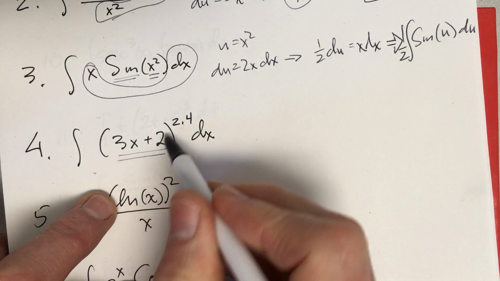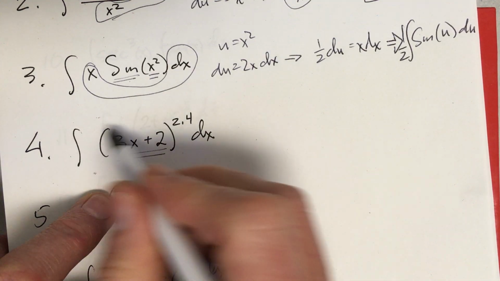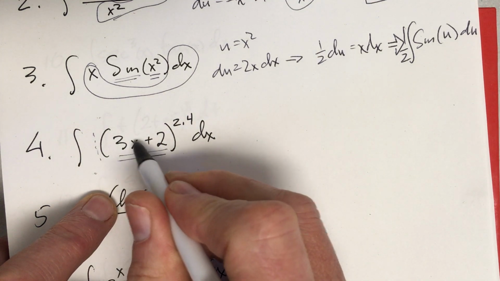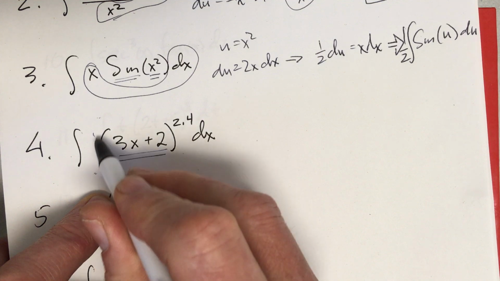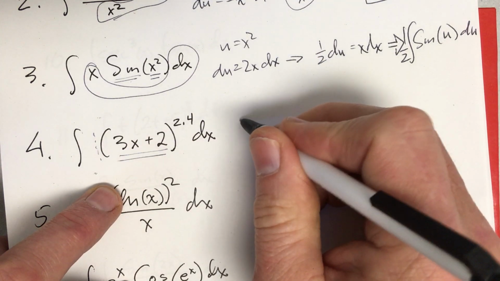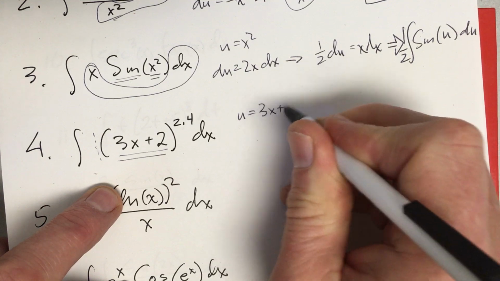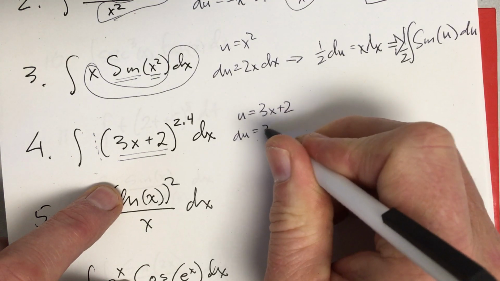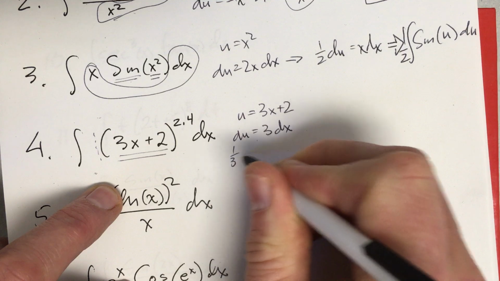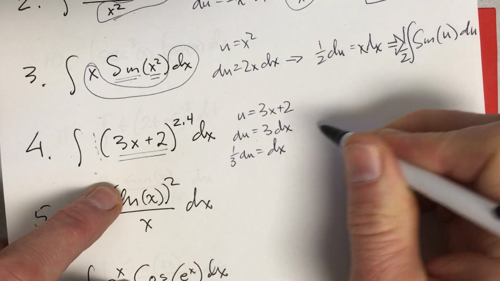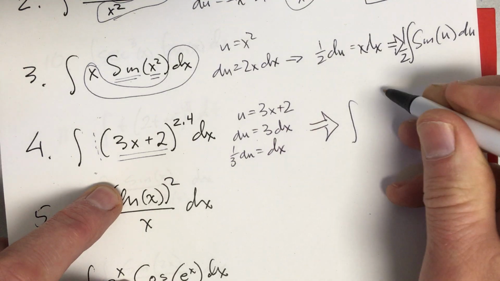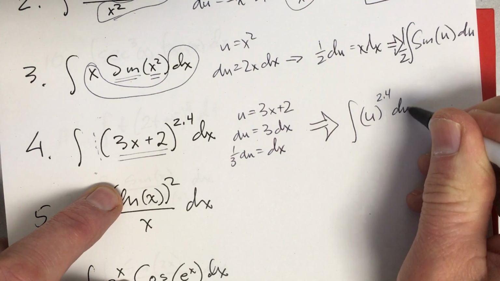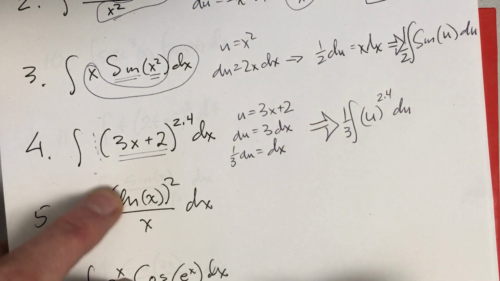Same thing here, except that when I take the derivative, I don't see a second part, except that remember there's going to be a little invisible 1 out there, and when I take the derivative of 3x, I'll get a constant, and I can adjust that constant down to 1. So my u then is going to be 3x plus 2. When all else fails, just try the thing inside the parentheses and see what happens. Du then is 3 dx, so 1/3 du equals dx. So now this then becomes the integral of u to the 2.4 power du, but then 1/3 out in front.